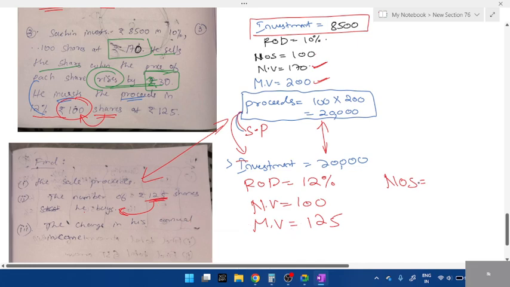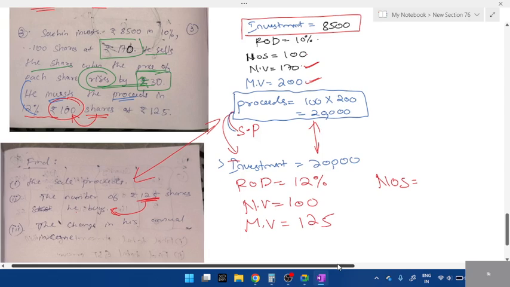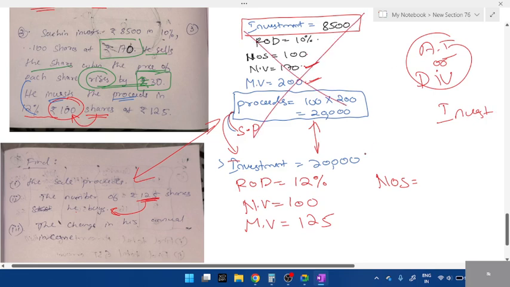So for the number of shares, there's no separate formula, students. In which two formulas do you get the number of shares? One is dividend. Annual income or dividend is the same. Or the other one is investment. See, we're not talking about this company. Which investment do I have to take? 20,000, right?